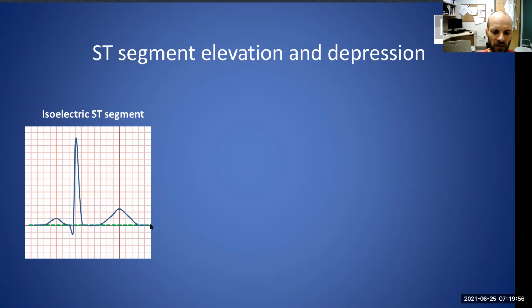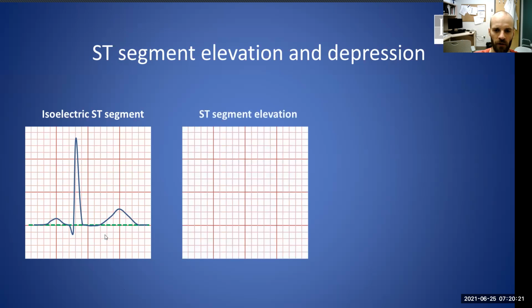So if you draw a flat line all the way along, that's our baseline. And you can see in this baseline case here, our TP segment lines up with our ST segment, which lines up with our PR segment. And if they're all at the same potential, we'd call it being isoelectric. Iso meaning the same and electric being electric. Okay, so this is an isoelectric ST segment. This is normal.